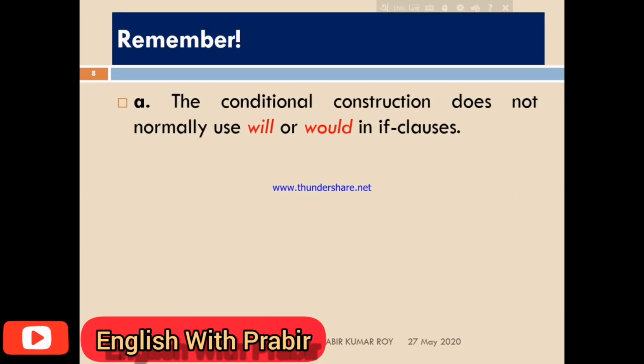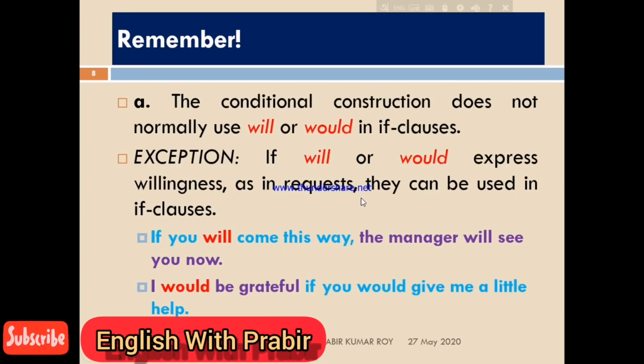Okay, now, one thing is that the conditional construction does not normally use will or would in if clauses. Yes, the exception is that if will or would expresses willingness, as in a request, they can be used in if clauses. If you will come in this way, the manager will see you now. Actually, what I want to say is that in the if clause, or the subordinate clause, will or would is not used. But if will or would expresses willingness, then it can be used.